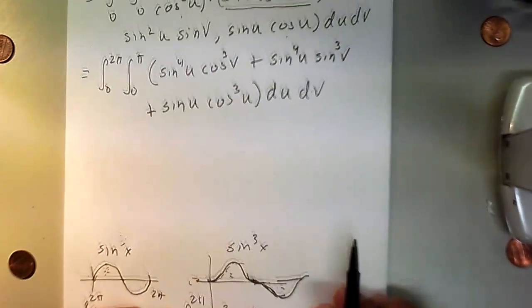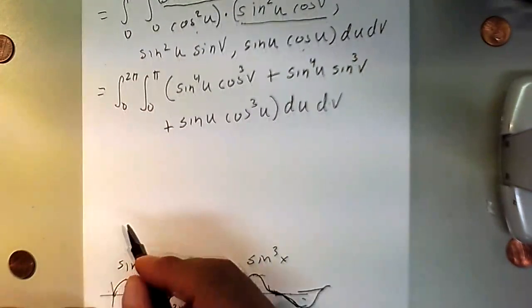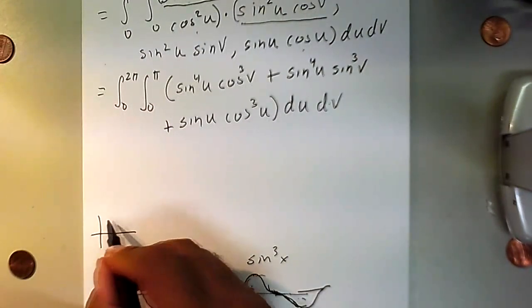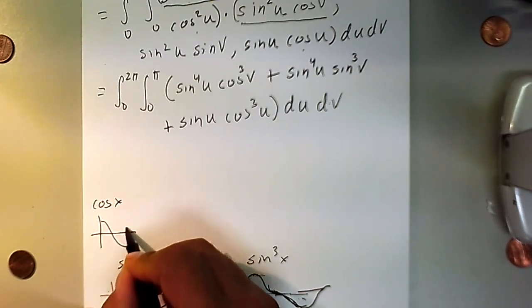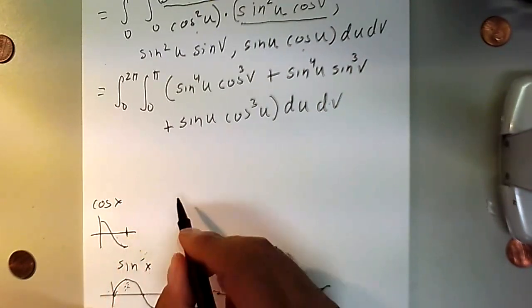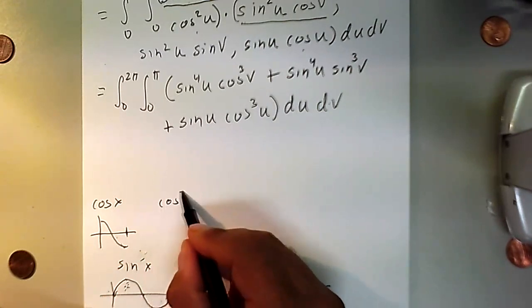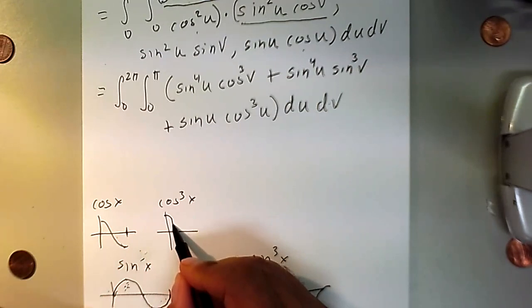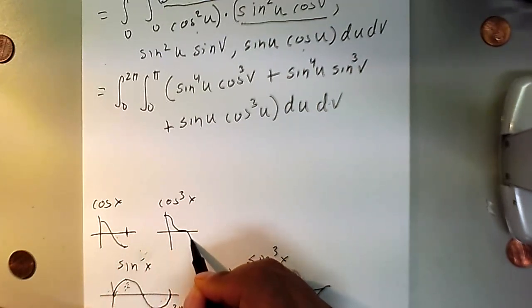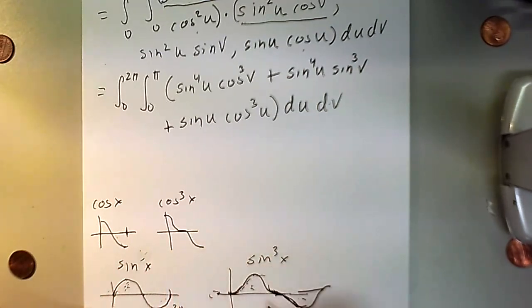With cosine, let's try to squeeze that in here. So a single cosine of x from 0 to pi has this shape. The cosine cubed of x will be the same kind of situation as here.